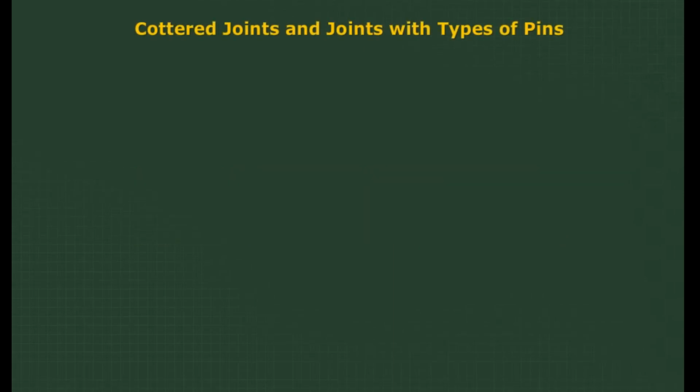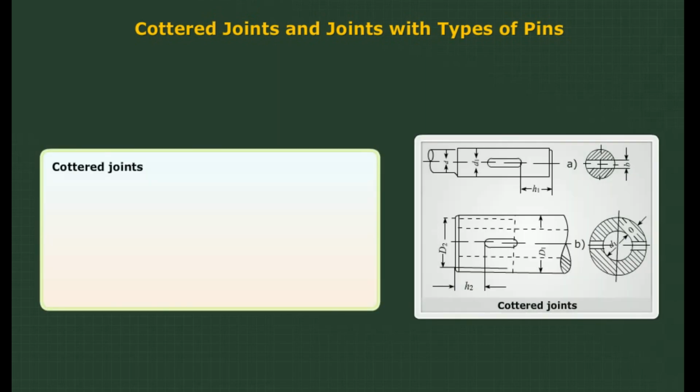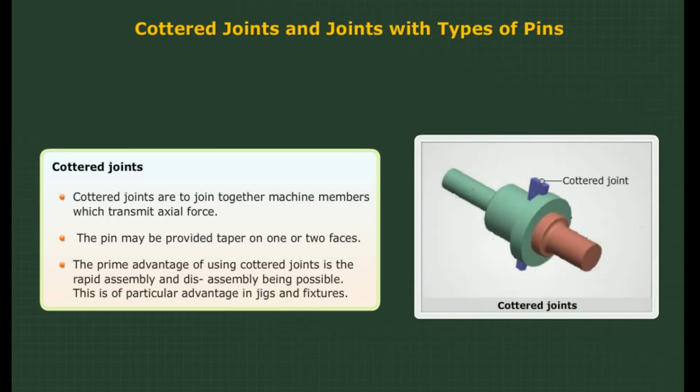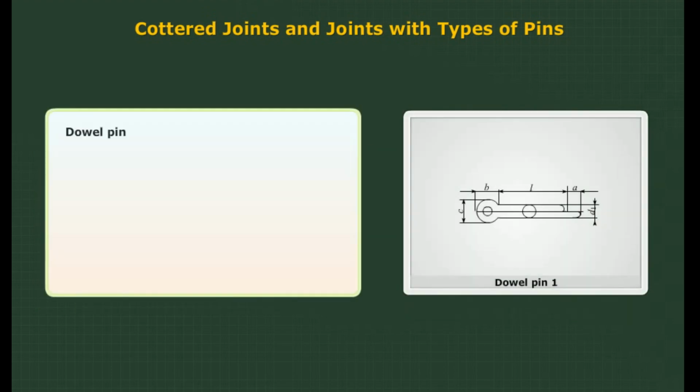Cottered joints and joints with types of pins. Cottered joints. Cottered joints are to join together machine members which transmit axial force. The inner and the outer members of a machine are given here. The pin may be provided taper on 1 or 2 faces. The prime advantage of using cottered joints is the rapid assembly and disassembly being possible. This is a particular advantage in jigs and fixtures.